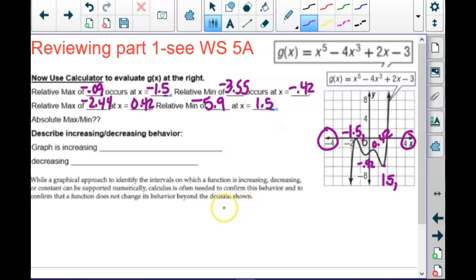Okay. I think I put those all in the right blanks, right? Max, min, max, min. Okay. Is there an absolute max or min for this graph? No, because on one end it goes down forever, one end it goes up.